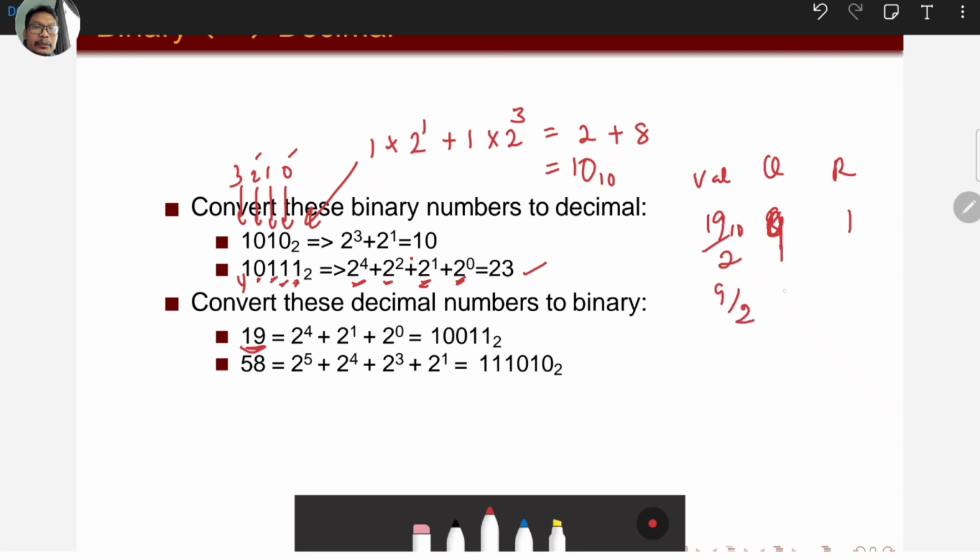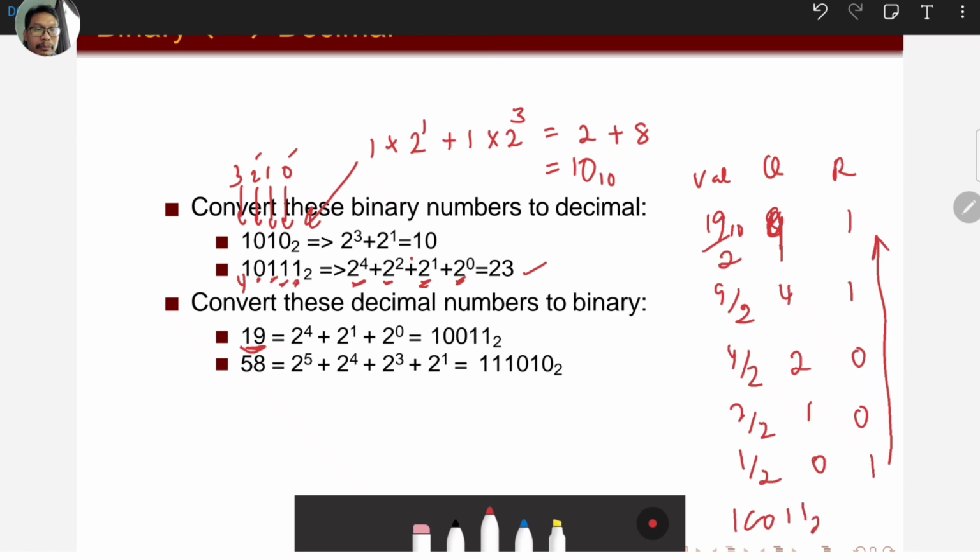9 divided by 2 is 4, remainder 1. 4 divided by 2 equals 2, remainder 0. And then 2 divided by 2 is 1, remainder 0. 1 divided by 2 is 0, remainder 1. And then we go up here, and we see that we're going to get 1, 0, 0, 1, 1 base 2, which is 10011 base 2.